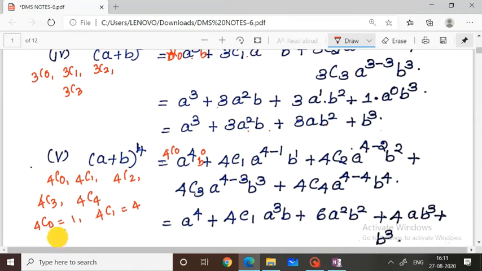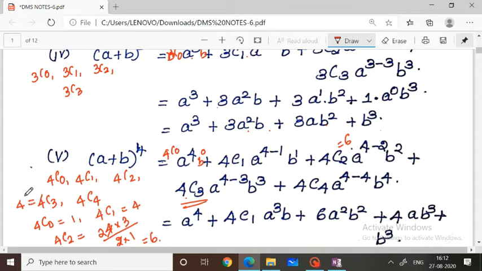Now, 4c1 is equal to 4. Now, 4c2, in short form, you can use the formula, or you can write like this, 4 into 3 divided by 2 into 1. So that this 2 gets cancelled, 3 into 2 equal to 6. So 4c2 is equal to 6. 4c3 is equal to 4.